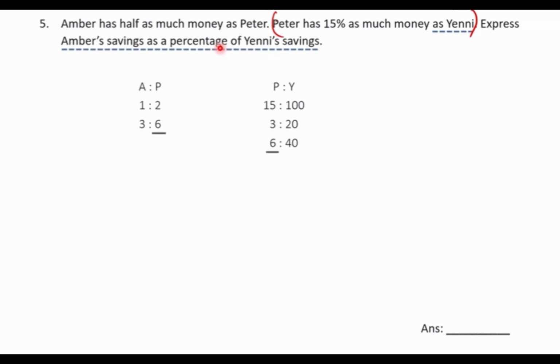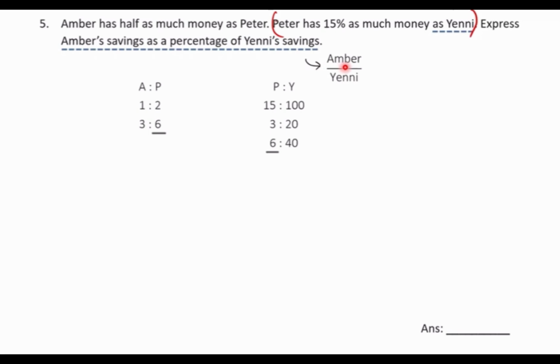Again, if the word percentage makes you feel like you don't know how to do it, change it to fraction. So express Amber's savings as a fraction of Yenny's savings. If you want to express Amber's as a fraction of Yenny, then "of Yenny" means that Yenny is in the denominator. Okay? Yenny is in the denominator. Or maybe you got this wrong because you got this fraction wrong.